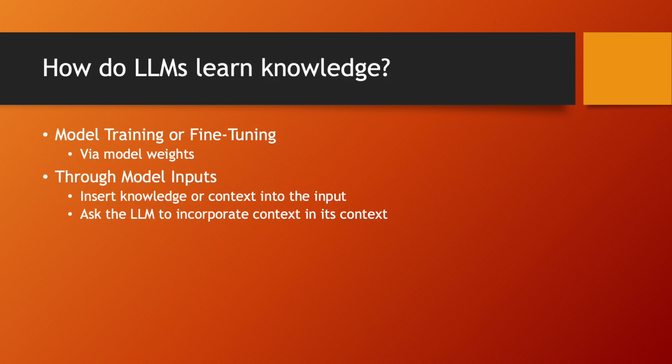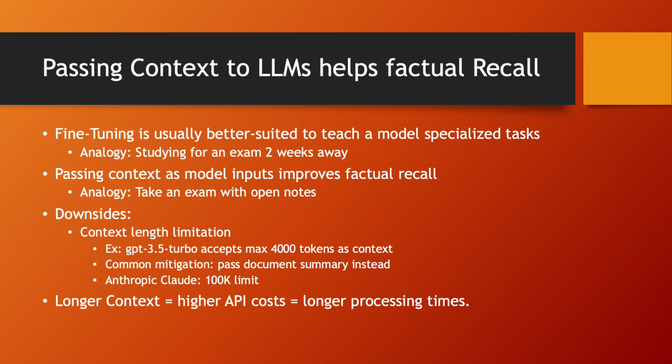So how exactly do LLMs learn knowledge? There are two primary methods. One is model training or fine-tuning, and the second is through model inputs. Passing context to LLMs helps factual recall. Fine-tuning is usually better suited to teach a model specialized tasks. Passing context as model inputs improves factual recall, and an analogy would be taking an exam with open notes.